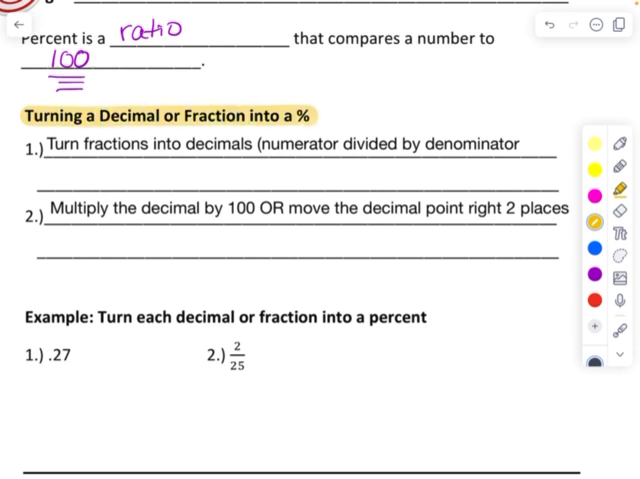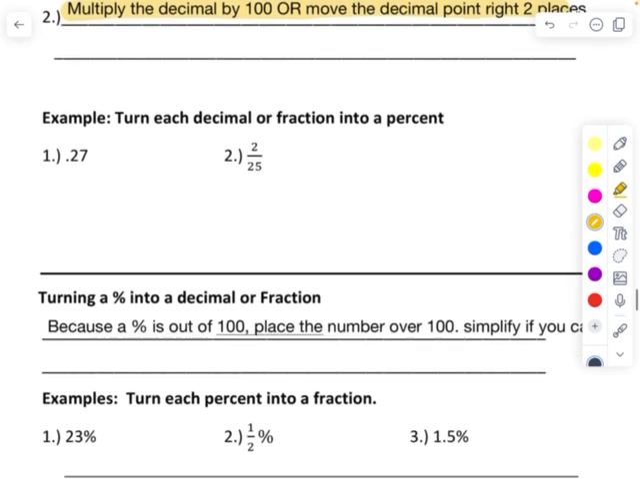If we take a look at turning a decimal or fraction into a percent, here's our first skill we're going to work with. I'd like you to hit pause and copy down the 2 steps. The first one is turn fractions into decimals, which is where we divide the numerator by the denominator, okay? Or the top number divided by the bottom. And the second step is multiply the decimal by 100 or move the decimal point right 2 places. Please hit pause and copy that. All right, so let's practice with that.